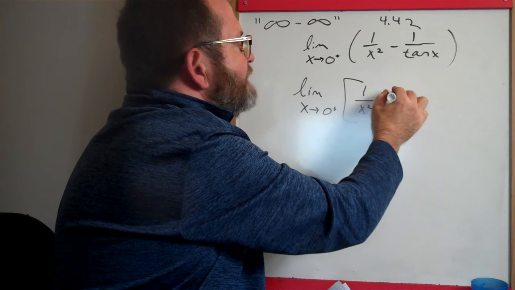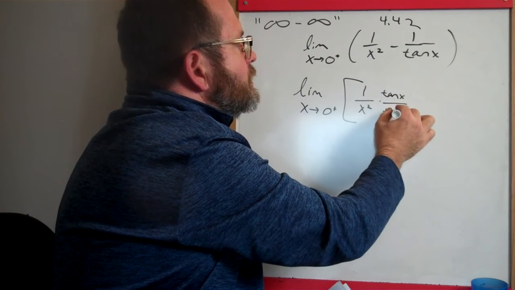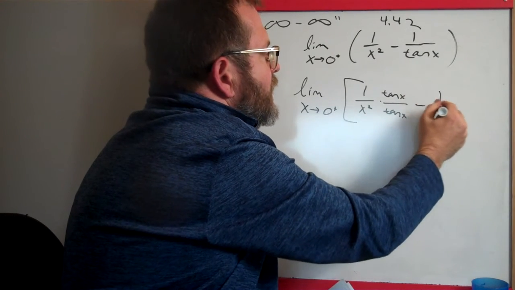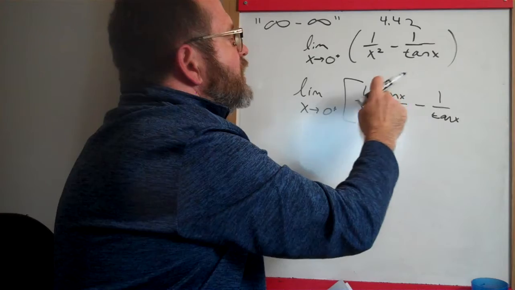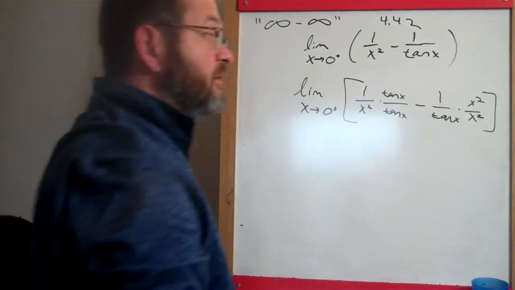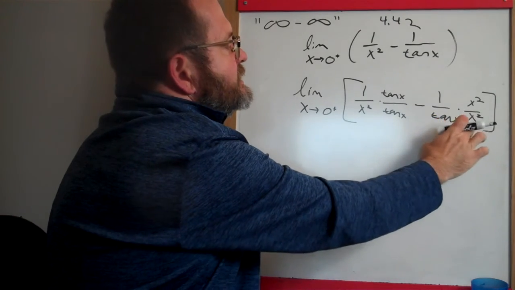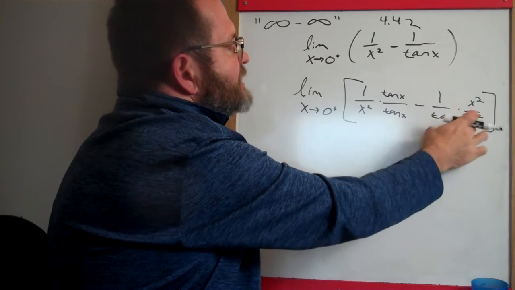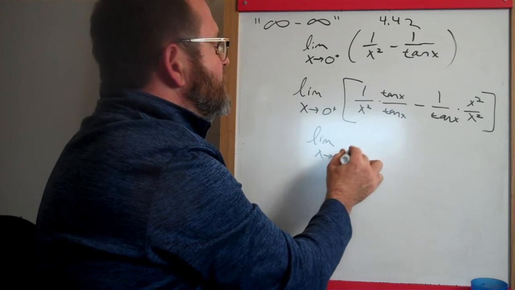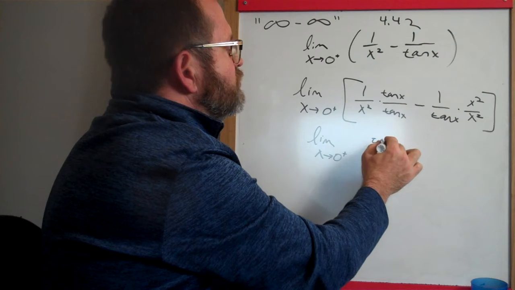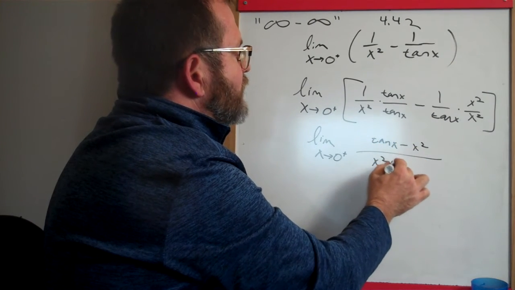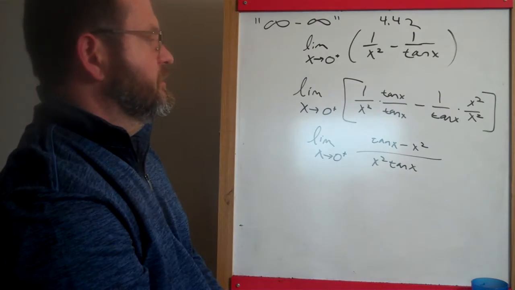So we're going to multiply it by a fancy way of saying 1, so that this term now has x squared tangent x in it. And on the second term, we're going to multiply it by another fancy way of saying 1, which doesn't hurt anything, but it gives it tangent x times x squared. Now we can lump those two terms together. They have a common denominator. And we have in the numerator tangent x minus x squared all over x squared tangent x.